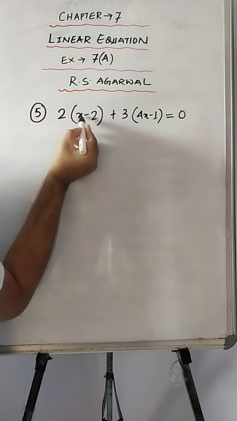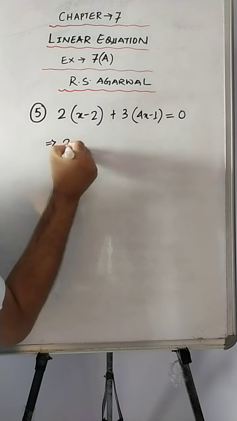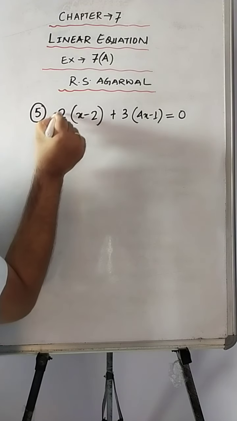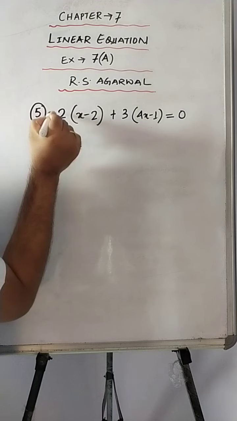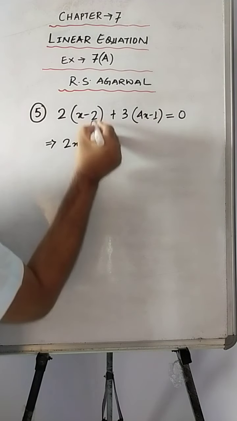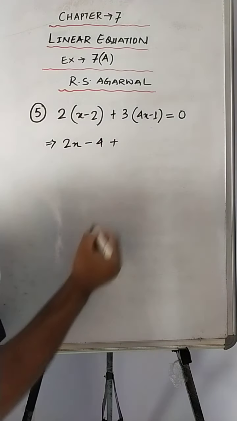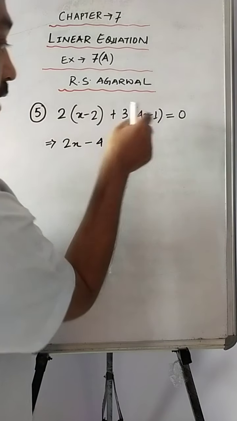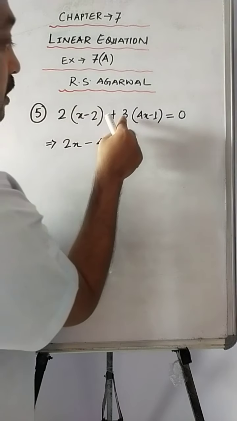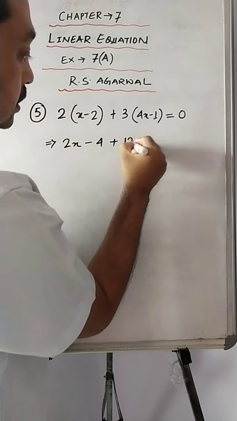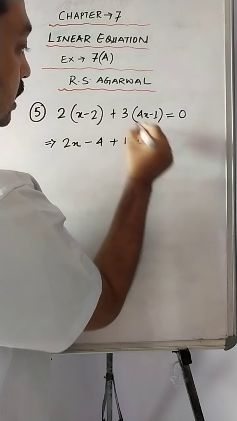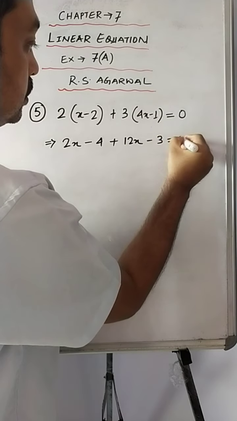So that is 2 into x, 2x, plus, this monomial has a plus sign, so plus minus is minus, 2 into 2 is 4. Similarly, we'll open the other bracket the same way. So 3 into 4x is 12x, plus minus is minus, 3 into 1 is 3, equals 0.